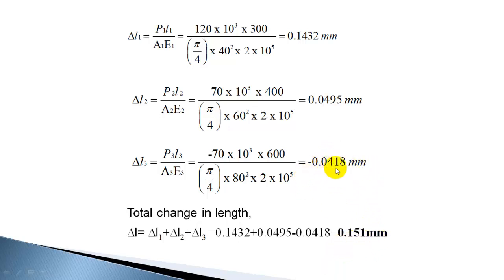Third section is decreasing in length, 0.0418 mm decrease is there. But since first and second sections are elongating, the net change is elongation of 0.15 mm. So this is the total change in length. There is an increase in length of 0.151 mm.